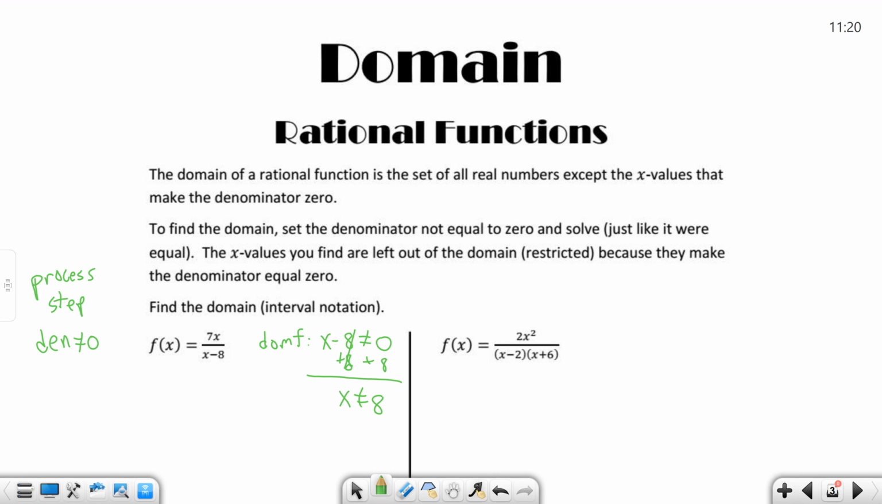The one number I'm leaving out is 8. Poor 8. We hurt its feelings this time, okay? No, 8 doesn't have feelings, all right? So we're leaving 8 out. If we leave one number out, I just told you, we have 2 intervals.